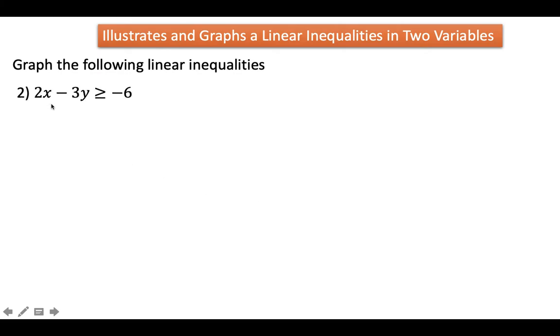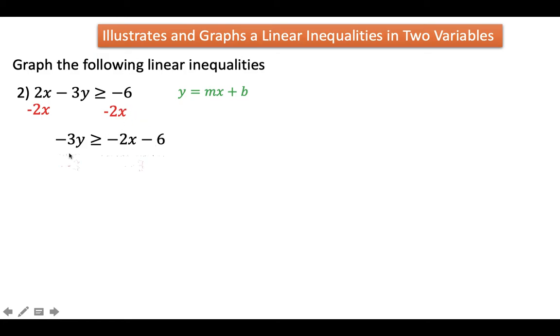For given number 2, 2x minus 3y is more than or equal to negative 6. The same process: we're going to transform this into slope-intercept form. So we want this y to be isolated. Then we will eliminate 2x and negative 3. We will start by adding negative 2x to both sides so that negative 3y will be left. Write down more than or equal. Write down negative 2x and minus 6.